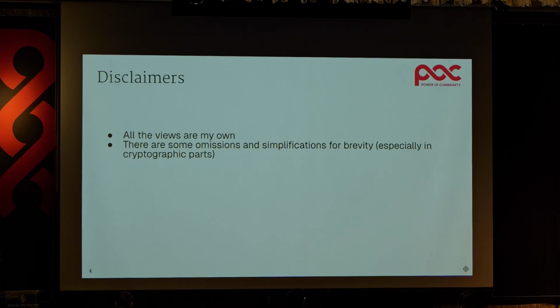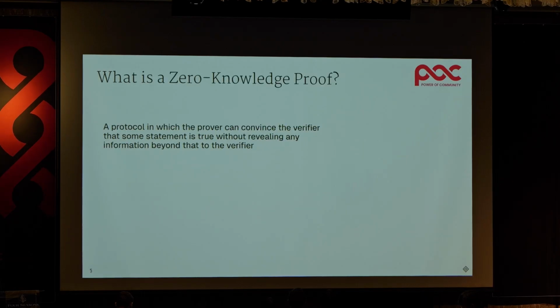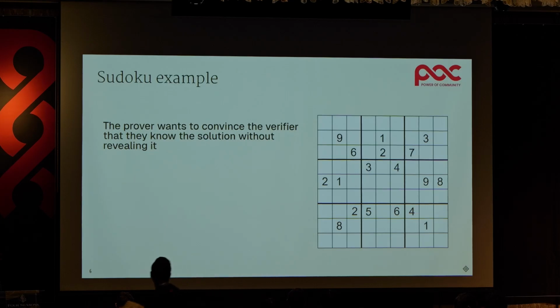So first, what is a zero-knowledge proof? The basic idea is we have two entities, a prover and a verifier, and the prover is trying to prove something to the verifier without revealing any additional information about the statement. So let's say a very simple example, and an intuitive one.